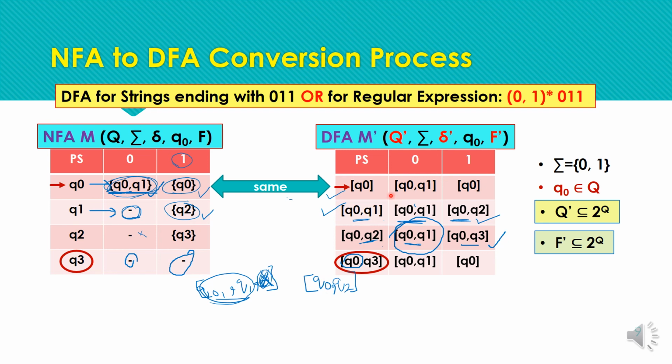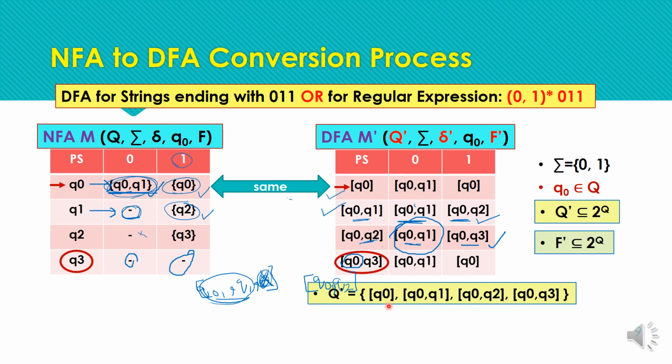Clear? If we were having Q3 here and Q3 also here, then these would also be final states for the resulting DFA. But now we are having Q3 only in this set, so only this state will be marked as a final state of the resulting DFA. So the identified sets are Q0, the second state, third state, and the fourth state, and the final set F dash, the set of final states, comprises of only one state, Q0 Q3.